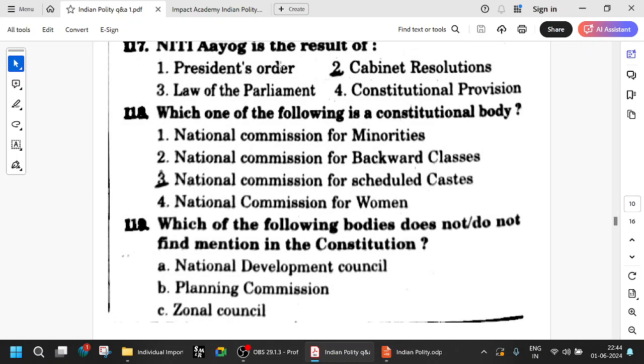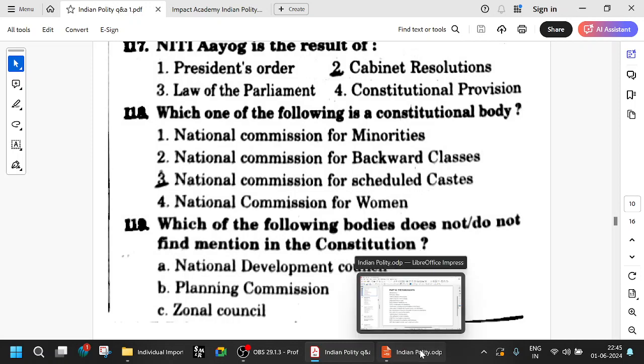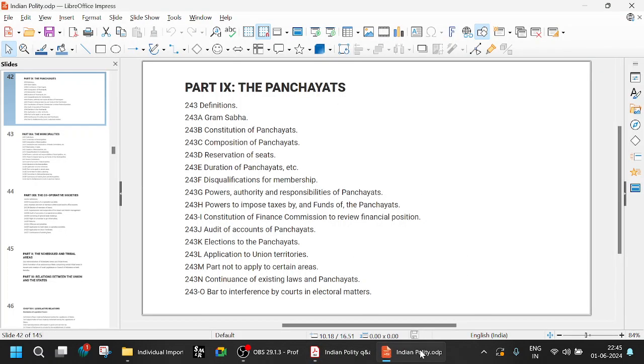So which one of the following is a constitutional body? Among these, the National Commission for Scheduled Castes is a constitutional body. The National Commission for Backward Classes, Minorities and Women are not exactly constitutional bodies. For the National Commission for Scheduled Castes, we've seen, I think, 341, 342.